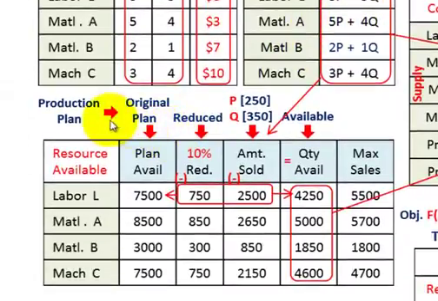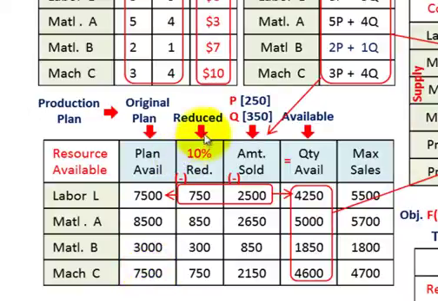Now we come down to our production plan. So this is what we're going to have. We have the resources available again for labor, two materials, and then some machine capacity. This is what our original plan was set up as. We got so many hours, and I'm not going to go through them all, but so many labor hours at 7,500. Material A we got at 8,500 units, whether it might be in pounds or whatever. Material B is 3,000. And then machining, we have 7,500 hours that are available.